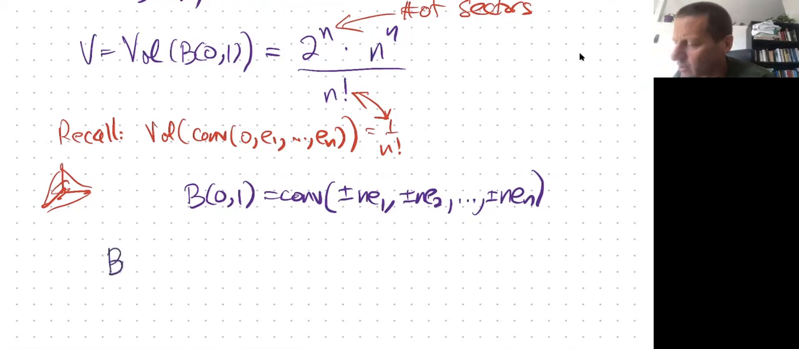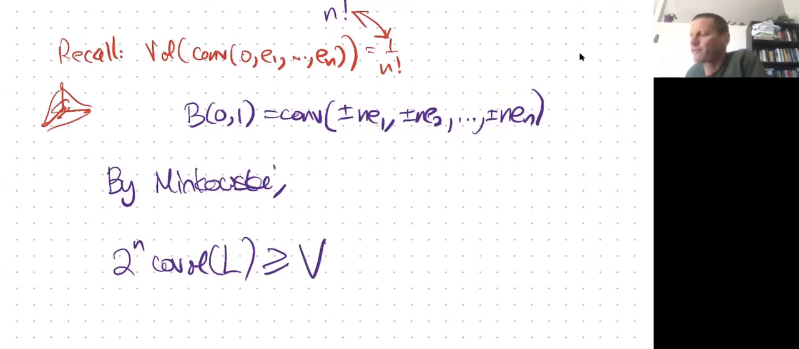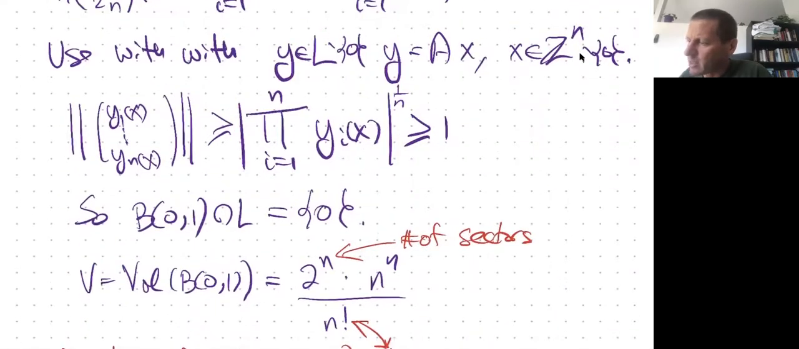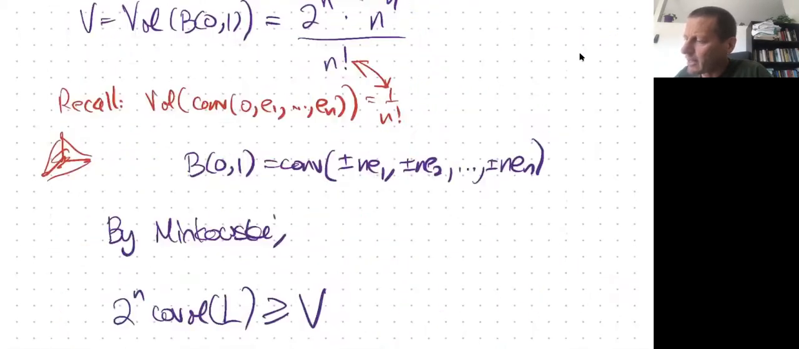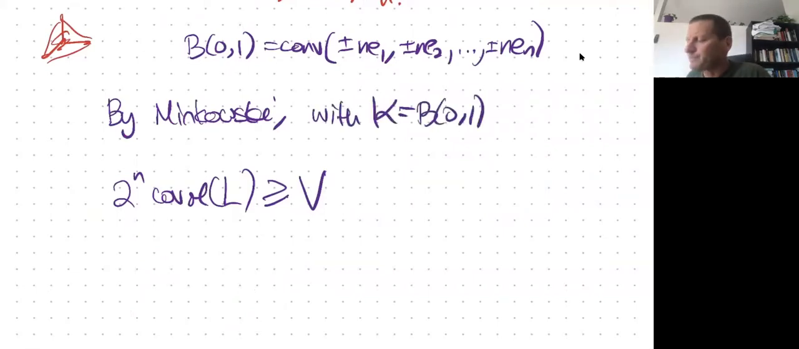And now use Minkowski. We know that the co-volume multiplied by 2 to the n is bigger than v. If it were smaller than v, we'd have a non-zero lattice point inside, but we just proved that there are no lattice points inside. That's this statement. So I'm using Minkowski with this lattice and with K being the ball of radius 1 for this particular norm.